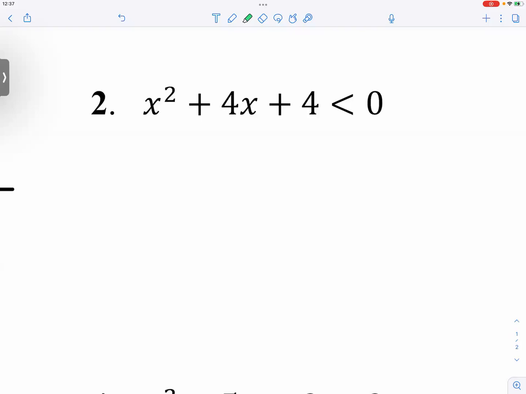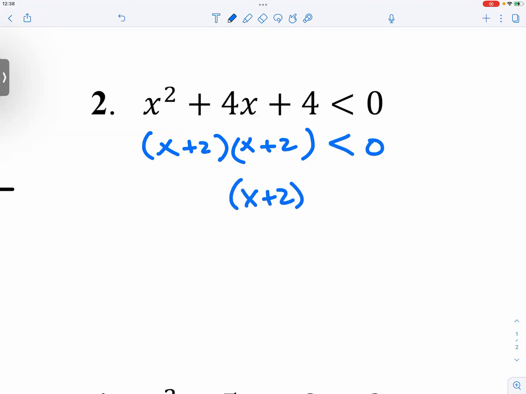All right, so for number 2, we have this quadratic expression, and we will go ahead and factor this. If you factor it, you would get x plus 2 times x plus 2, which we can write as x plus 2 squared. Okay, and because we are finding the critical value or values, we will temporarily set it equal to 0.